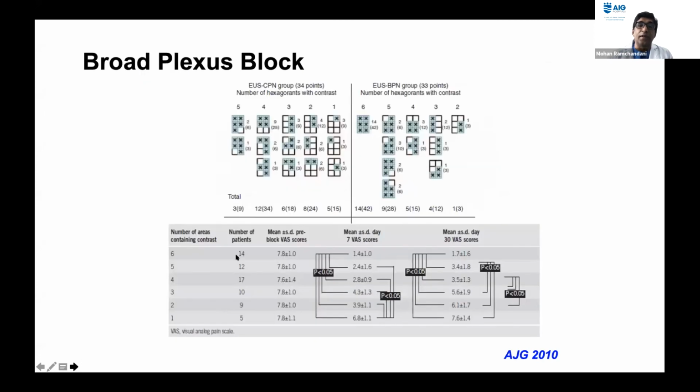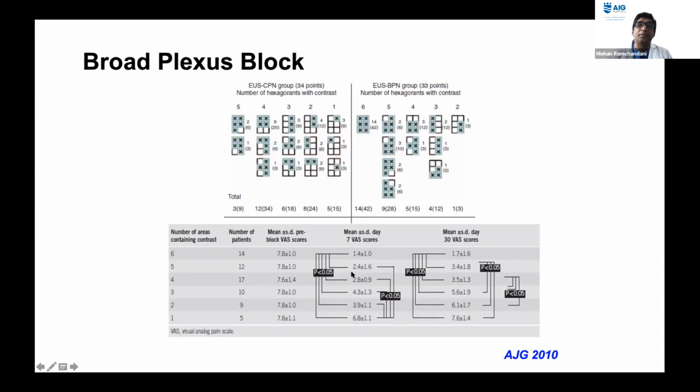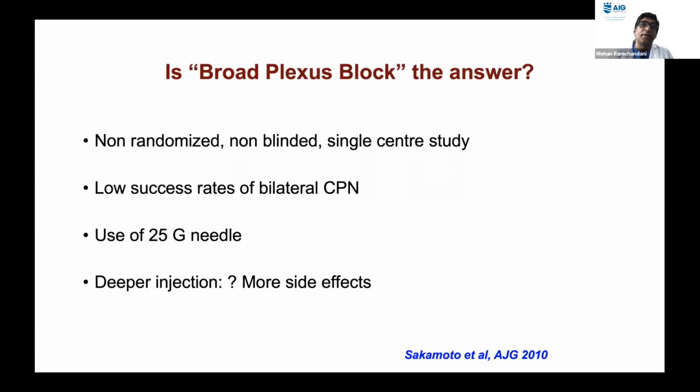This has been shown. And this is a very nice study where broad plexus neurolysis was done, and 6-zone neurolysis or a maximum of 5-zone neurolysis was achieved in one group in a better way as compared to the other group where this type of broad plexus neurolysis was not done. Where 5 or 6 zones were ablated, the pain relief was much better as compared to 1, 2, 3, 4 zones. So broad plexus is much better, but this is a small study, only a single study.